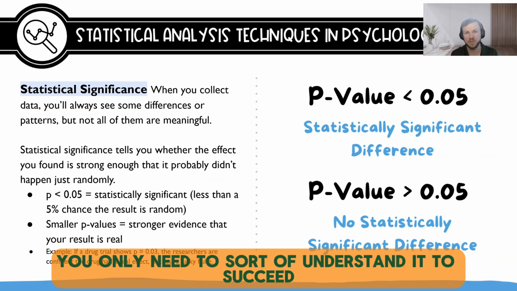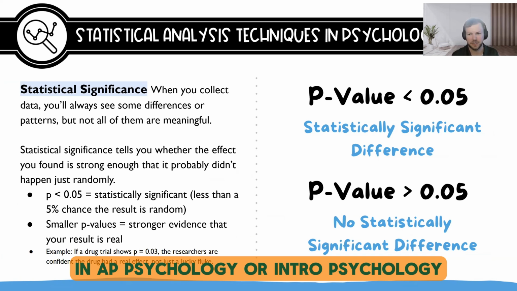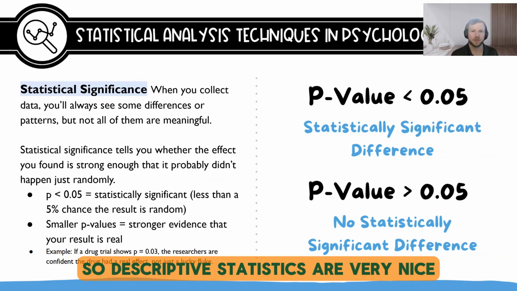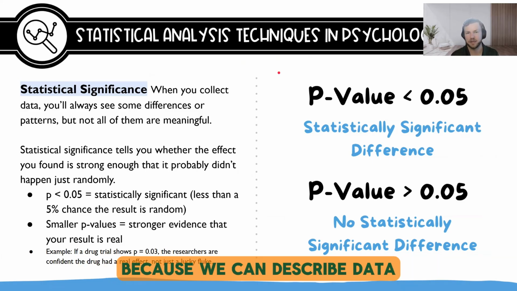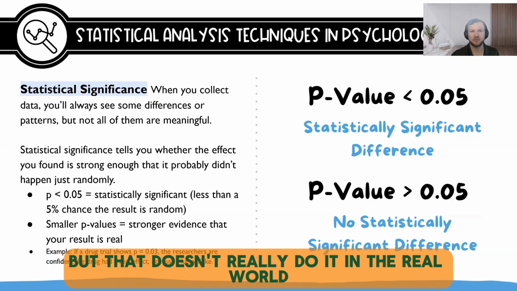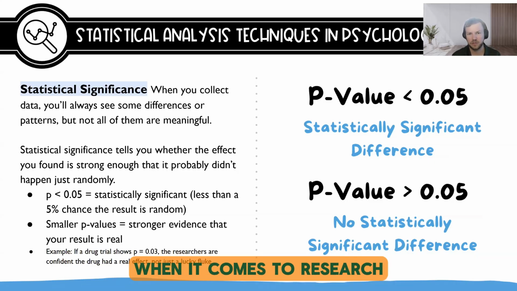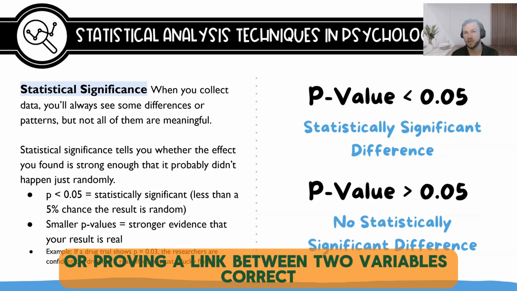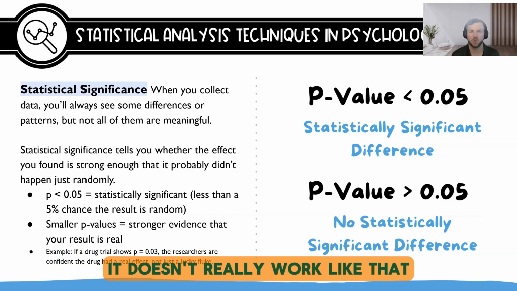Now, one of the hardest terms to fully understand, but not a hard term to sort of understand. And luckily, you only need to sort of understand it to succeed in AP psychology or intro psychology. Statistical significance. Okay, so descriptive statistics are very nice because we can describe data, we can look at averages, we can look at pie charts and bar graphs, but that doesn't really do it in the real world when it comes to research or proving a hypothesis, correct? Or proving a link between 2 variables, correct? It doesn't really work like that.